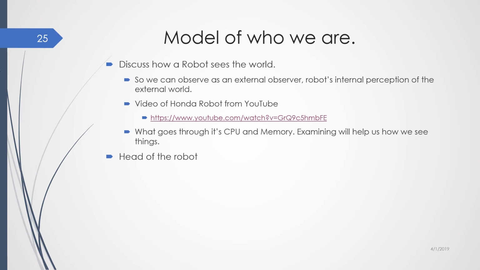In this video, we are going to create a model of who we are that resolves the issues we discussed in the past video. We will first talk about how a robot sees the world. Thus, we can understand how perception is created in the robot and we can observe what is going on as an external observer. So guys, let's watch a robot video.